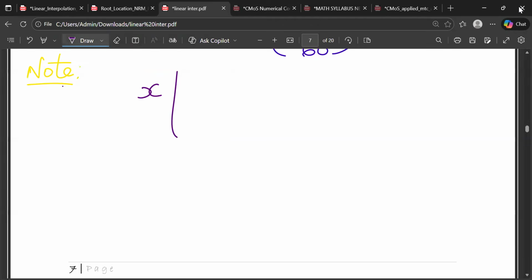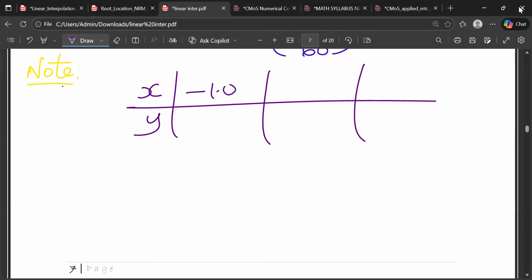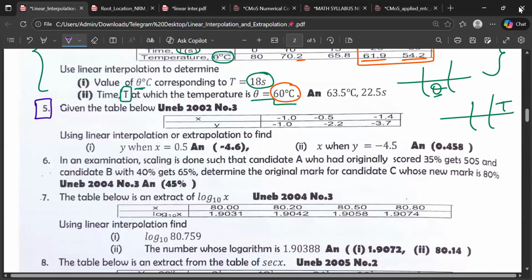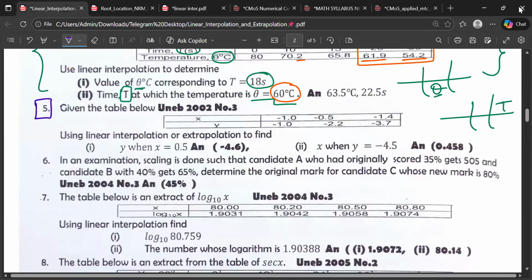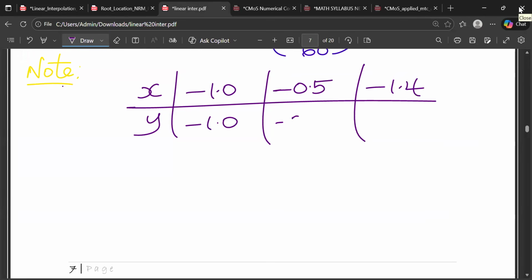Let me show you that it's nothing. It's even having only and only 3 values. This was negative 1.0, even this was negative 1.0. Then 0.5, 1.4, like that. Here these values don't have order. Anyway, we shall see. 2.2, 3.7. So according to me, these first values seem to lack an order, but we won't care. Let's see what the question wants.